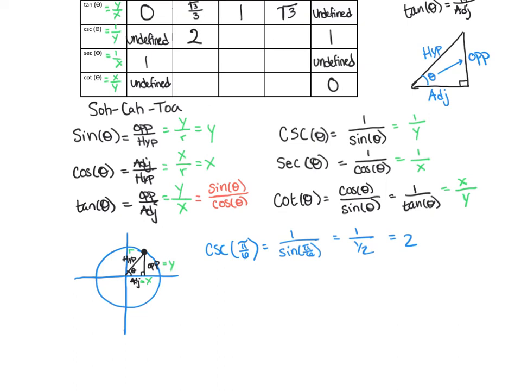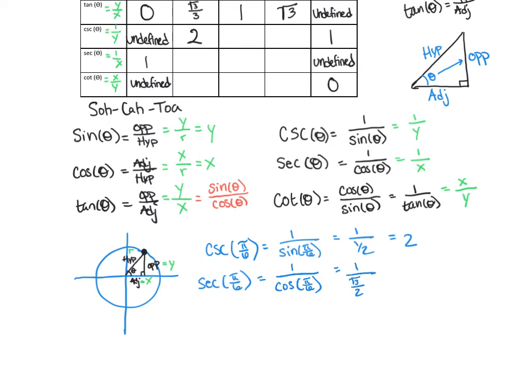Let's try this again. So let's try secant of pi over 6. Well, I know that secant is 1 over cosine, so let's turn this into a cosine problem. We're always going to want to change everything into either sine or cosine. This is 1 over cosine of pi over 6, and I know that cosine of pi over 6 is going to be the square root of 3 over 2.